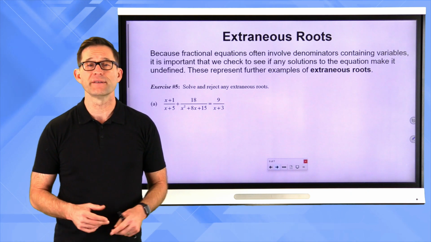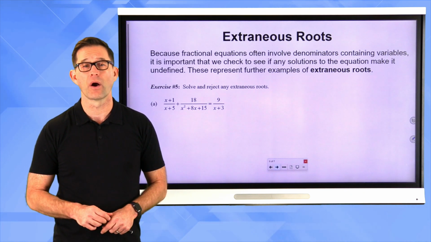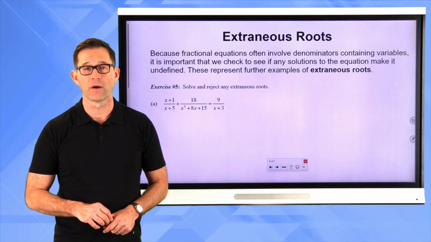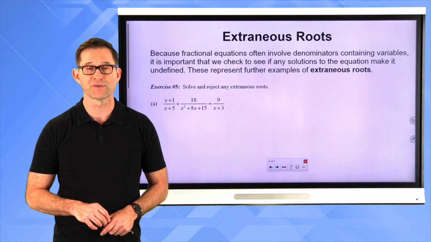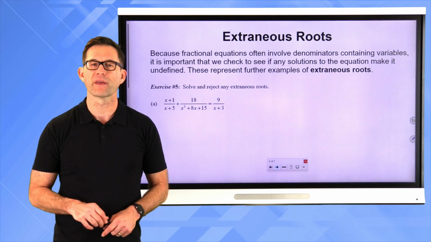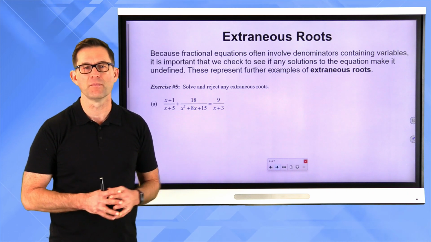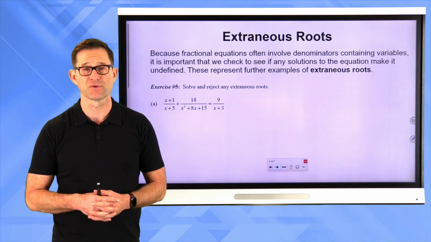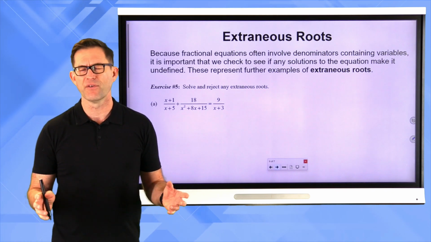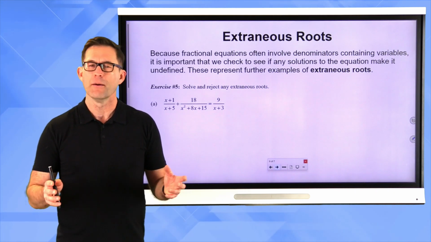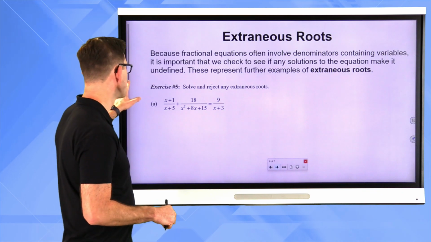Now, I've kind of sidestepped this issue the whole time so far. None of the equations so far that we solved had extraneous roots. And we probably should have been checking them from the get-go, but extraneous roots only come up in more complex problems like the ones that we're going to look at in exercise number 5. So I kind of avoided the issue until now. But let's take a look at exercise number 5.